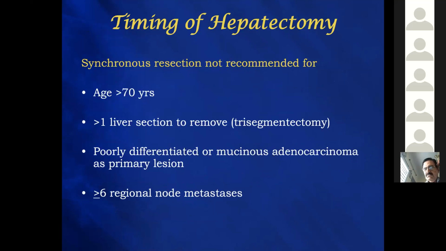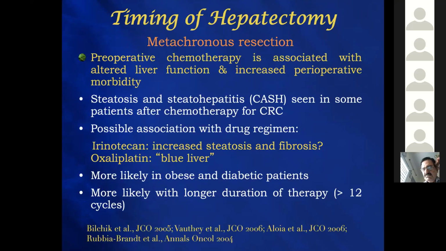I will talk about that later. Poorly differentiated or mucinous adenocarcinomas are aggressive primary tumors. You should not consider them for synchronous resection. Greater than 6 regional lymph node metastasis is also a contraindication because the survival benefit is different.